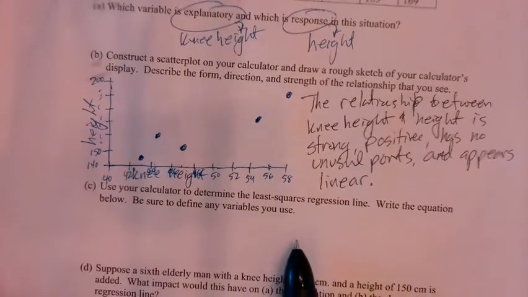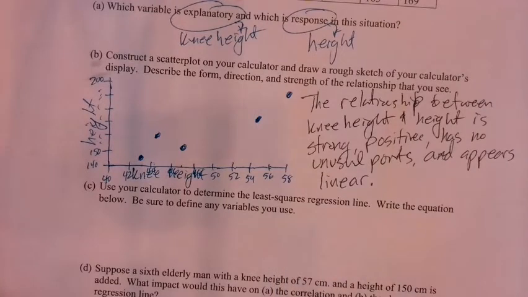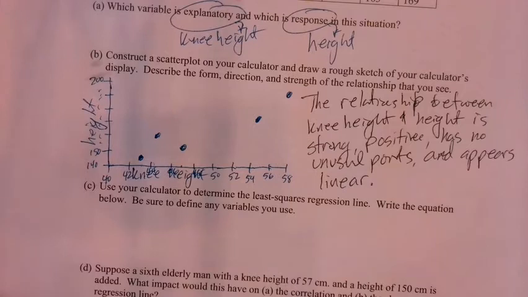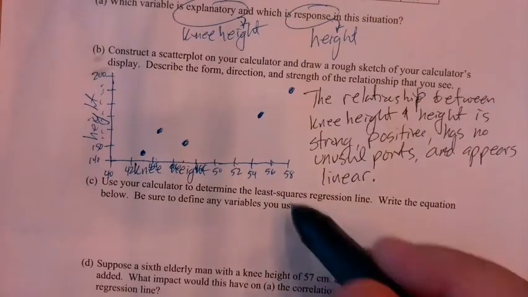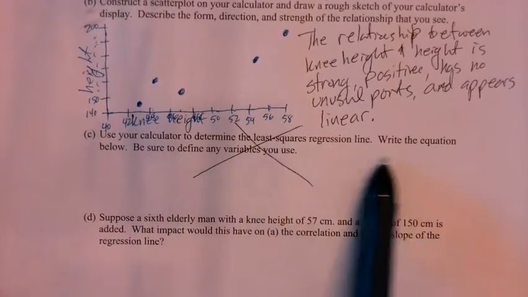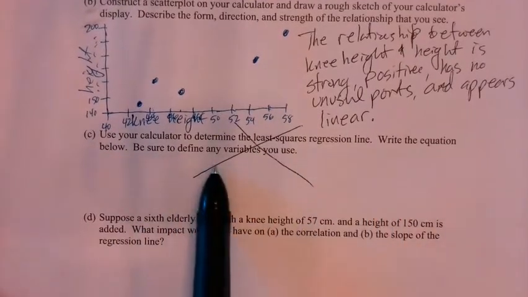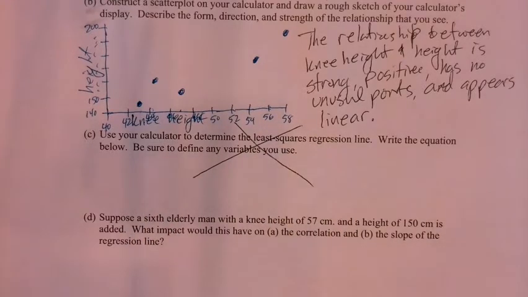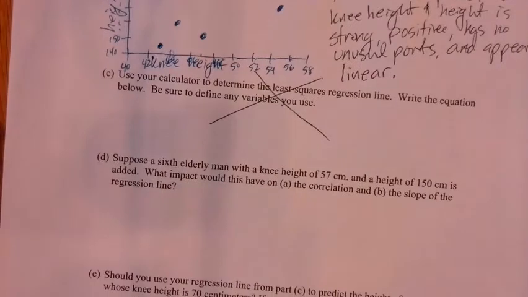Use your calculator to determine the least squares regression line and write the equation below. Now, guys, I'm not going to do that, because I will never ask you on a test or anything else to find the regression line. I'm not going to do it. And the AP test will never ask you to do it. So I'm going to skip it.